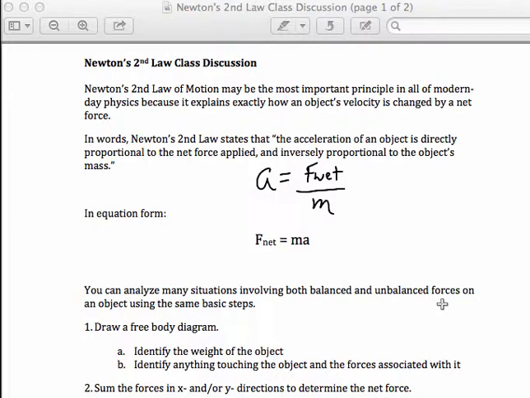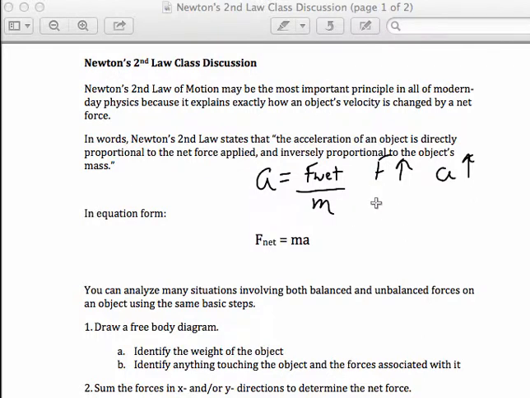If I increase the net force on an object, but the mass stays the same, so the force gets bigger and the mass stays the same, what happens to the acceleration? If this term gets bigger and mass stays the same, a must get bigger to keep this equal, right? So if the net force gets bigger, the acceleration gets bigger. And that makes sense. You push something harder, it's going to accelerate quicker, right?